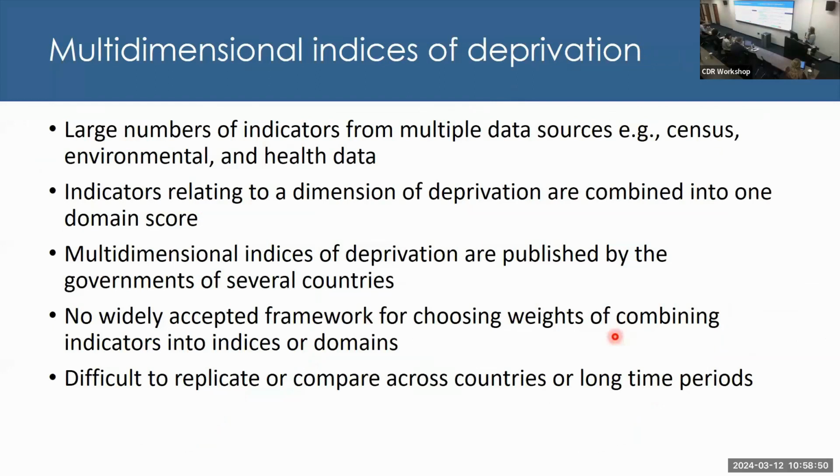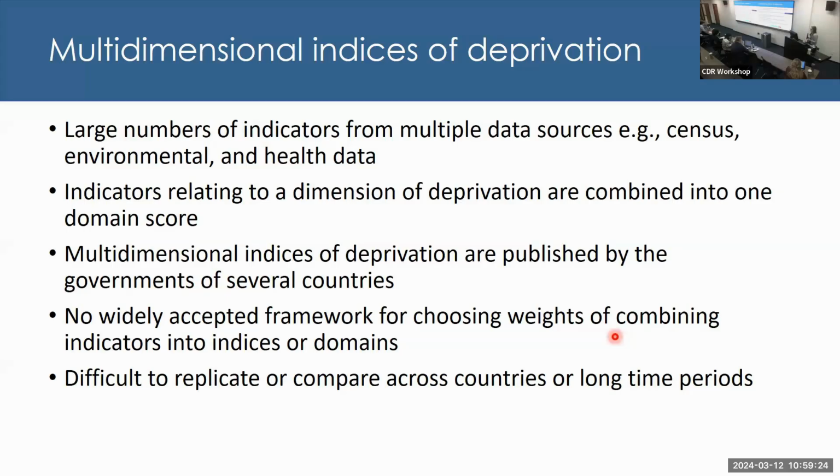And our final method of creating indices of deprivation is this really complicated multi-dimensional indices. These use a large number of indicators from multiple data sources, such as the census data, environmental data, and health data. Each dimension of deprivation will have several indicators that create a domain score. And these are often published by governments of several countries. So England, Scotland, Northern Ireland, New Zealand have them, among other countries.